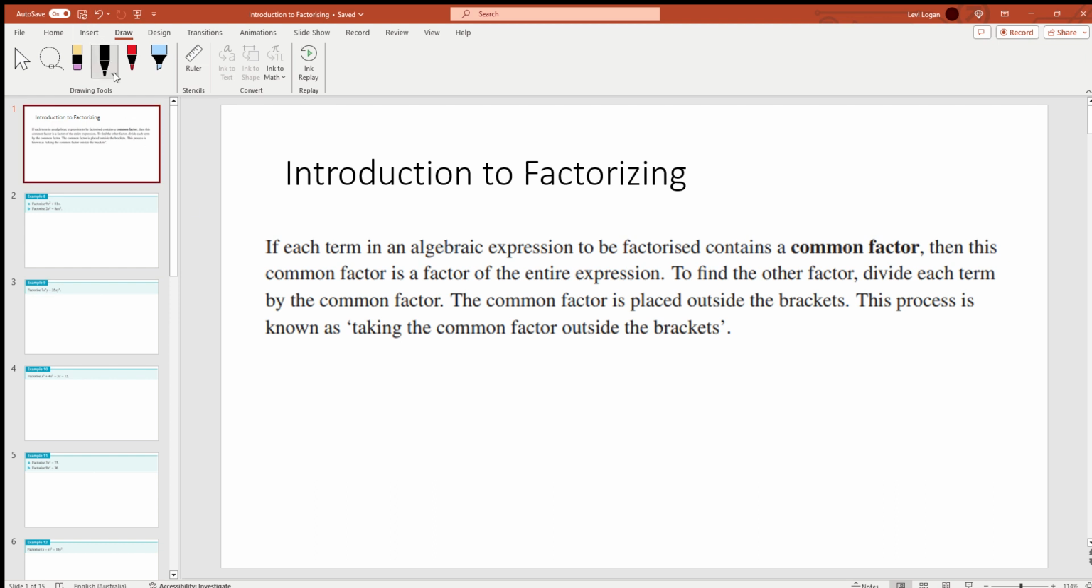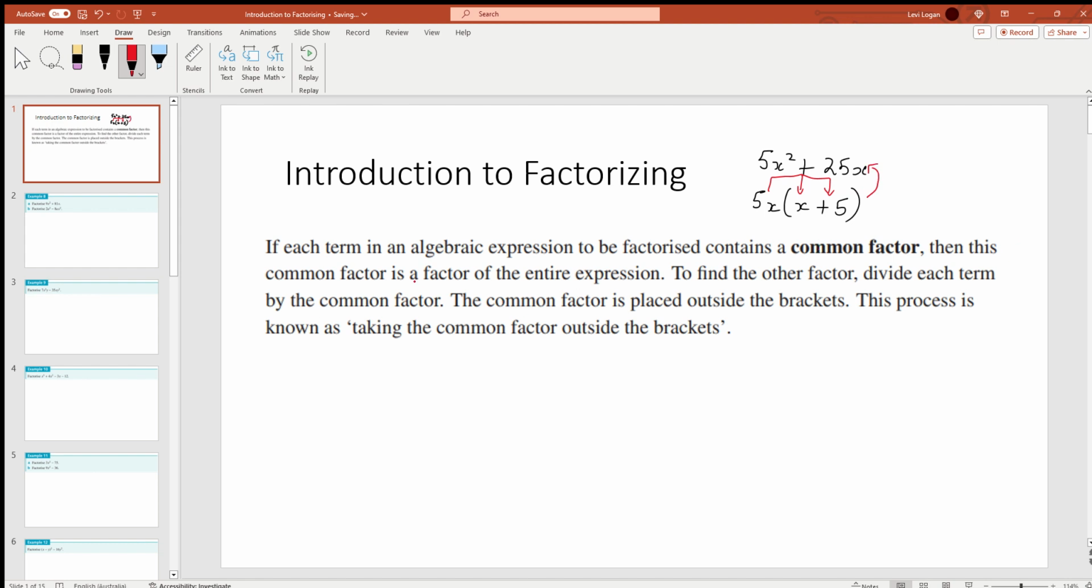So let's read the general thing for factorization. If each term in an algebraic expression can be factorized, it contains a common factor. So for example, if we had 5x squared plus 25x, what's common in that is x and 5. So I can take out a common factor of 5x, and what I'm left with is x and 5. So that would be an example of factorization, because if I were to distribute this common factor to all this stuff here, I would get the result above.